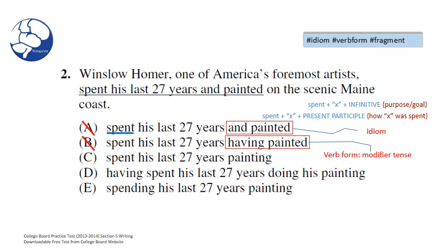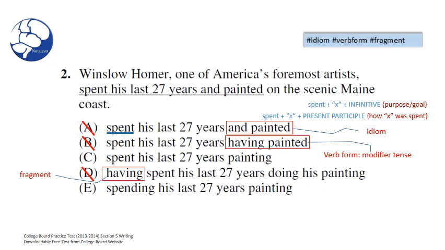You may notice having, and you may say that, well, isn't having a present participle form? Sure, but it's having painted. It's our past tense present participle. Having painted means that this action, having painted on the scenic Maine coast, happened before he spent his last 27 years, which would be an illogical choice. So we can eliminate B.